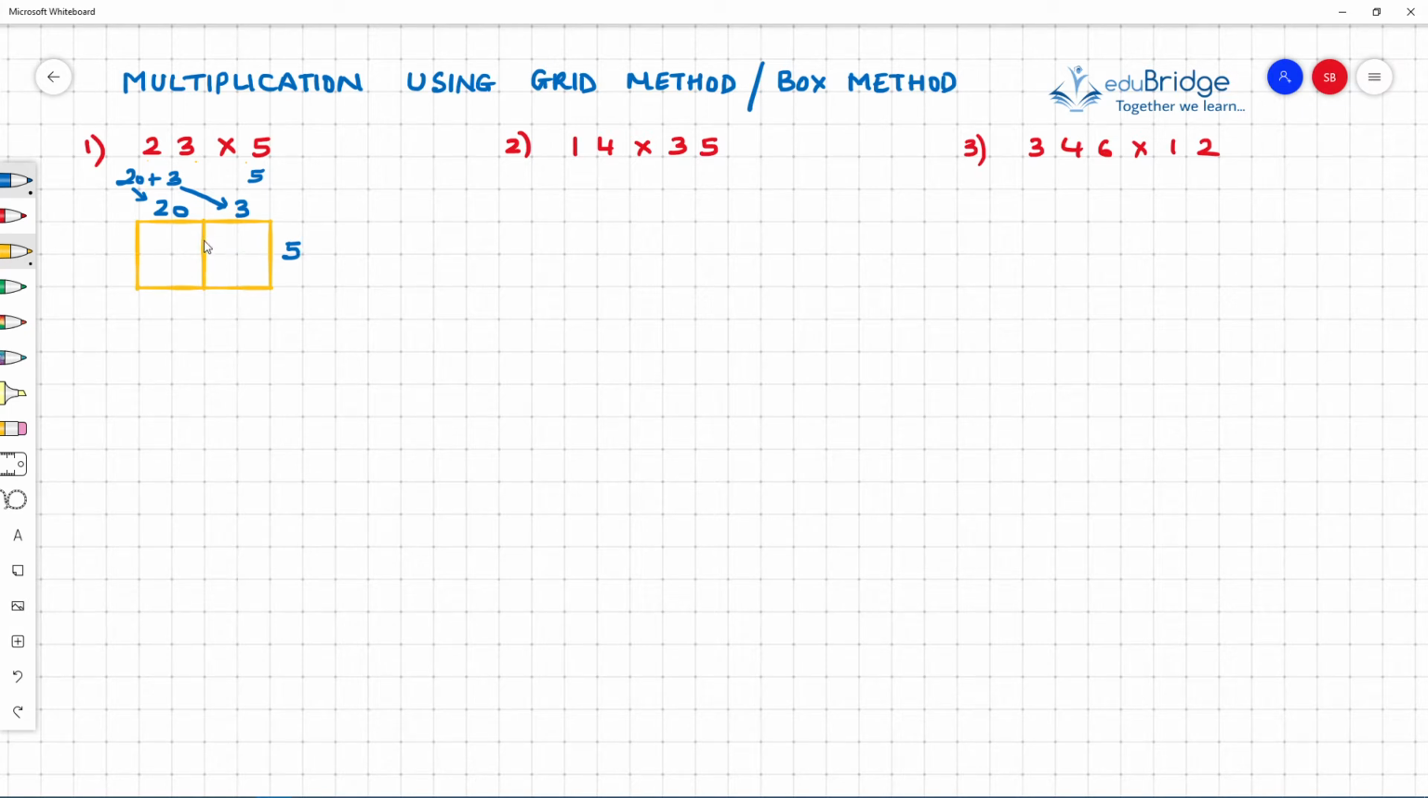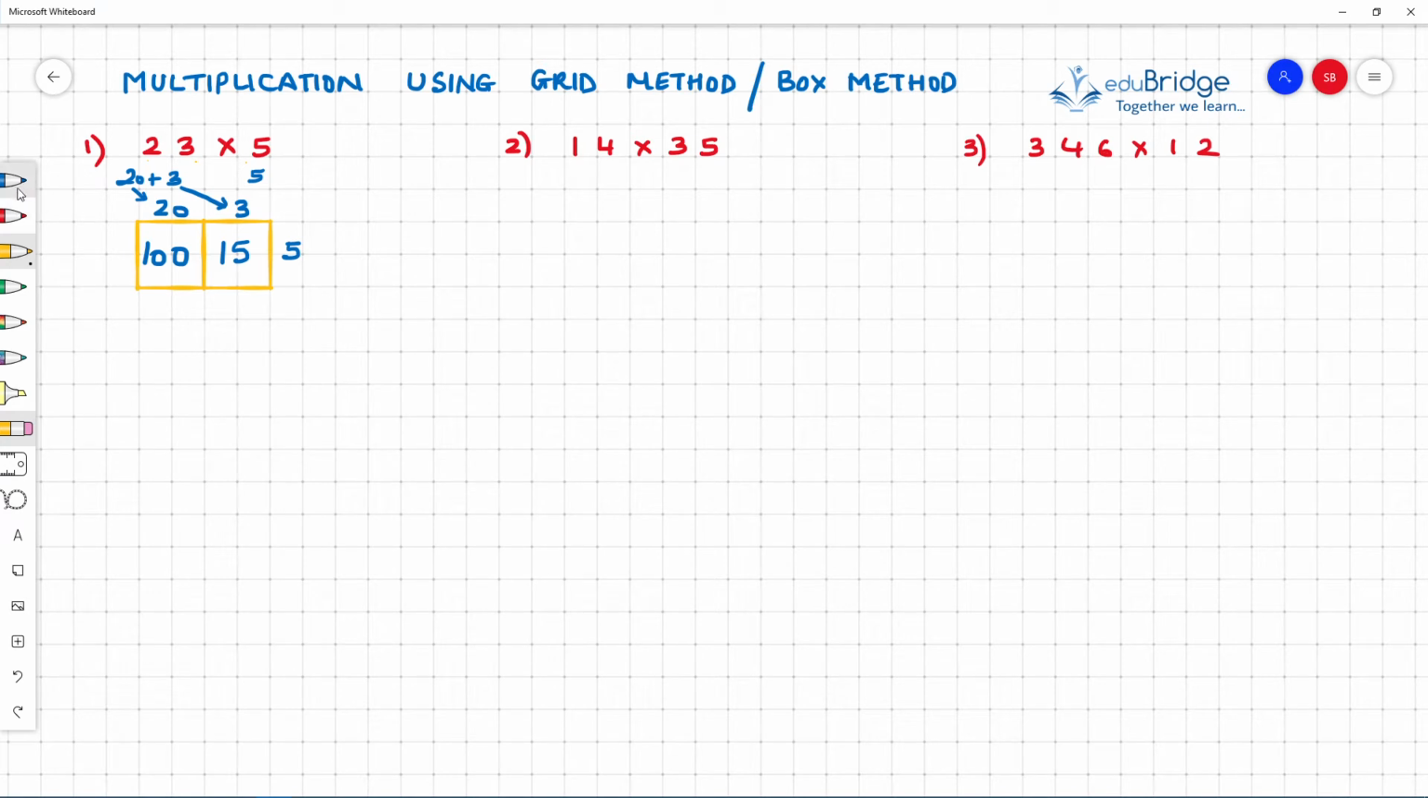Now for this particular box, which two numbers do we need to multiply? For this box, we need to multiply 3 and 5, which is 15. For this box, which two numbers do we need to multiply? We will multiply 20, which is on top of it, and 5, which is on the side. So 2 times 5 is 10, and this 0 can come as it is. So if we multiply 20 times 5, this 0 we can write as it is, and then what is left? 2 times 5, which is 10.